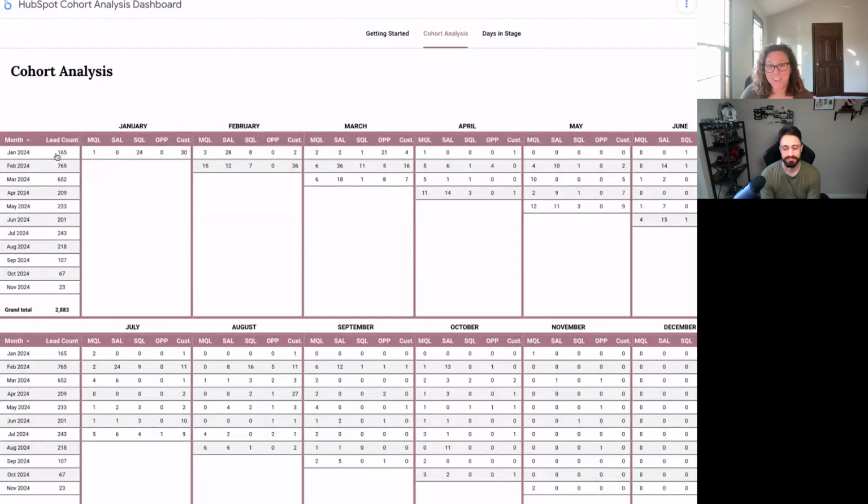So if you're trying to hit a lead goal or an MQL goal for, say, Q1, how long is it going to take for those Q1 leads to potentially turn into customers? And if your sales cycle is pretty long, you'll see that in the opportunity to customer conversion, and you probably have a whole lot of people looking at those numbers.